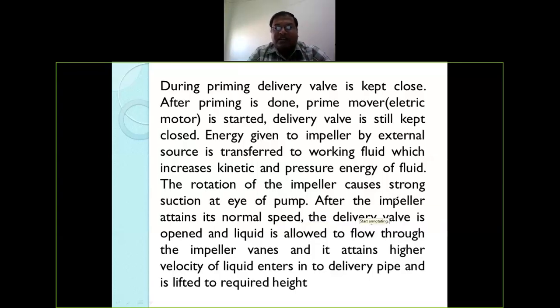After the impeller attains normal speed, what will happen? The delivery valve is opened. After that we open that particular delivery valve, and liquid is allowed to flow through the impeller vents, and it attains higher velocity, and then it enters the delivery pipe and is lifted to the required height. Then after that, what will happen?